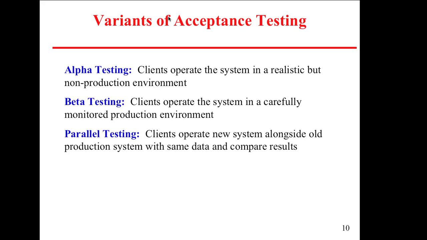Parallel testing: the clients operate new systems alongside the production system. That you don't see very much. That's really hard. Because if a client is using a payroll system, are they going to run payroll twice? Are they going to do anything twice?